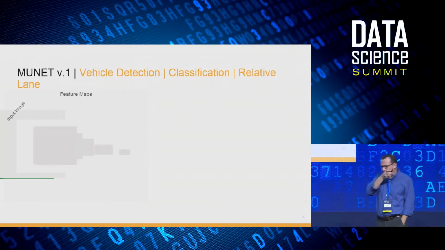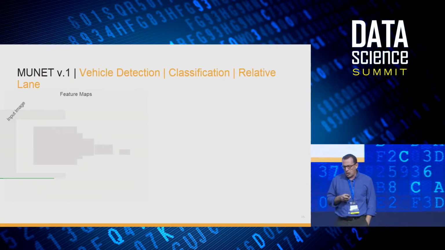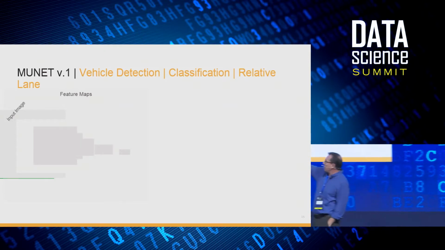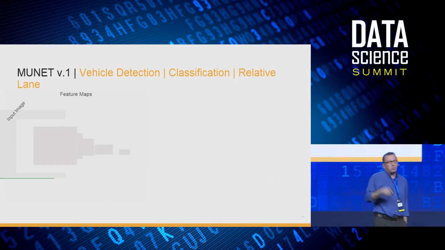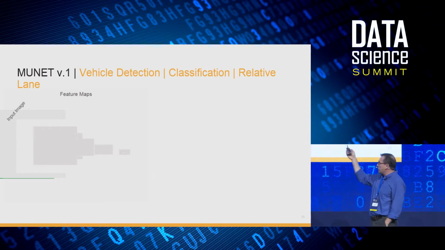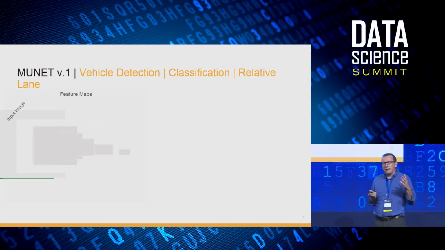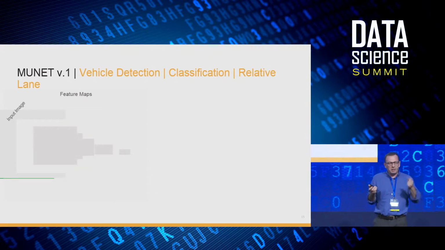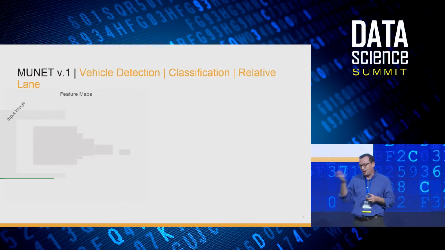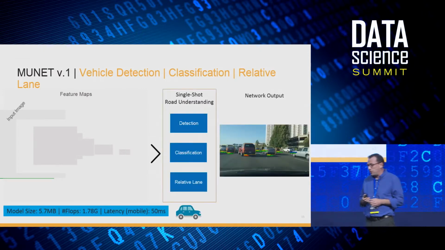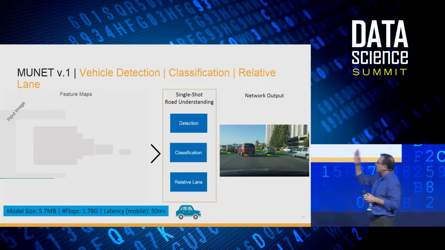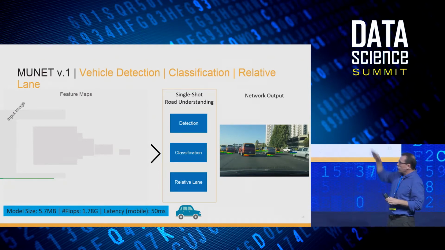So how does such a network look like? The basic network has, on the left side, the input image, and then we have a bunch of convolutional layers. These convolution layers, at the end of the day, generate a feature map. Basically, given an image, the network is smart enough to encode what we see in the world into a set of features. Then, given this set of features, we want to do, in a single pass, in a single shot, three things.